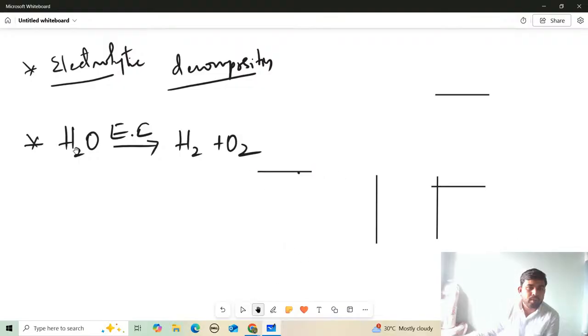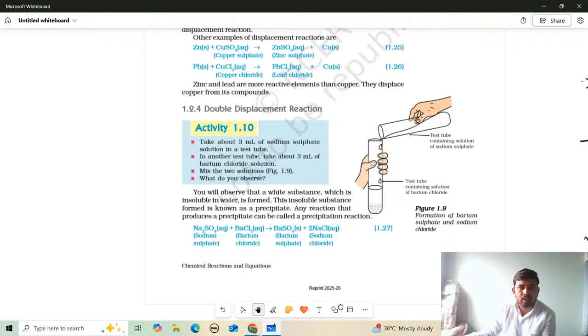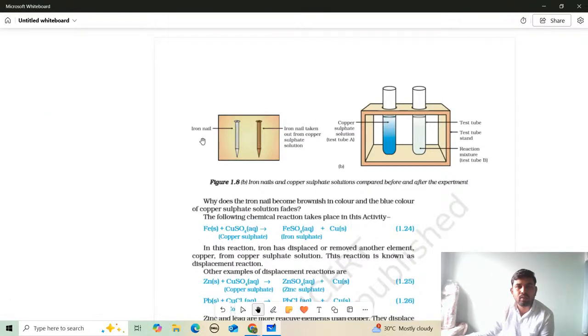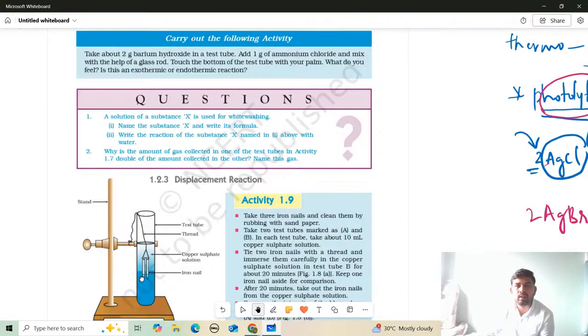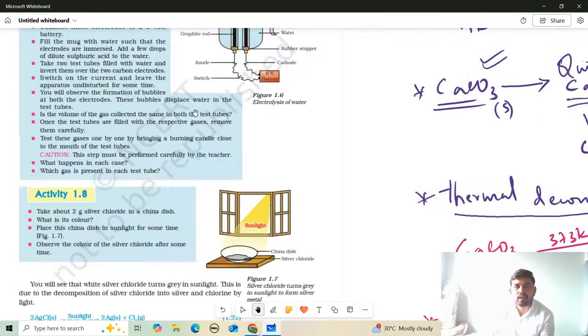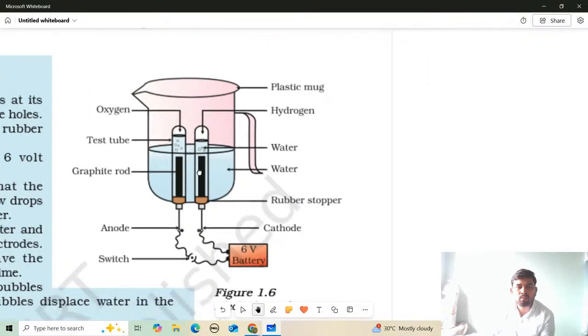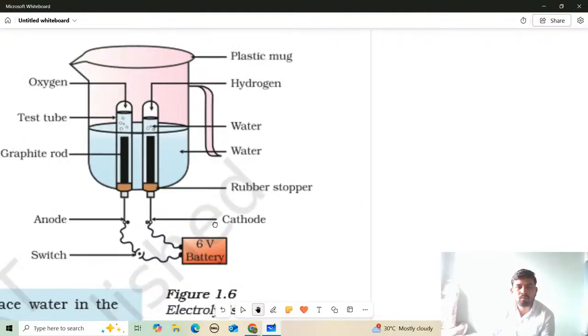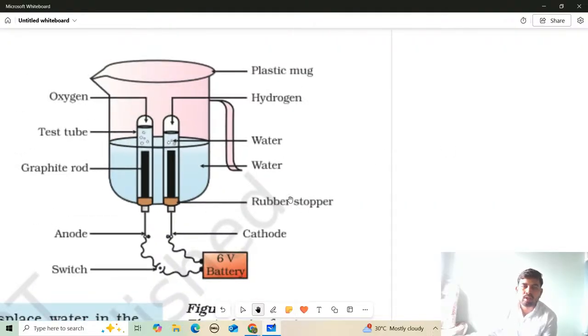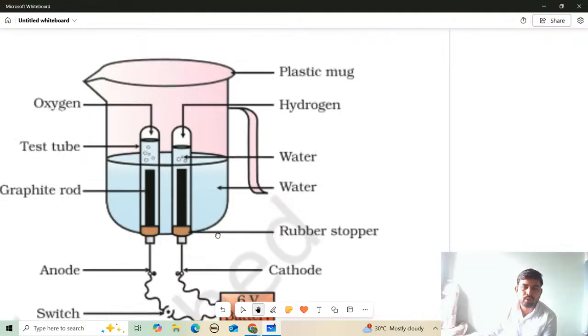Now let me go over the diagram only. It is given in the textbook itself. Drawing a separate diagram is more difficult. So you can see in the diagram what they have given actually.